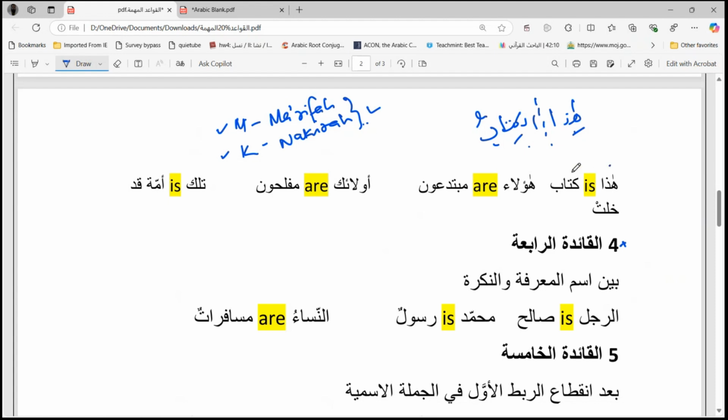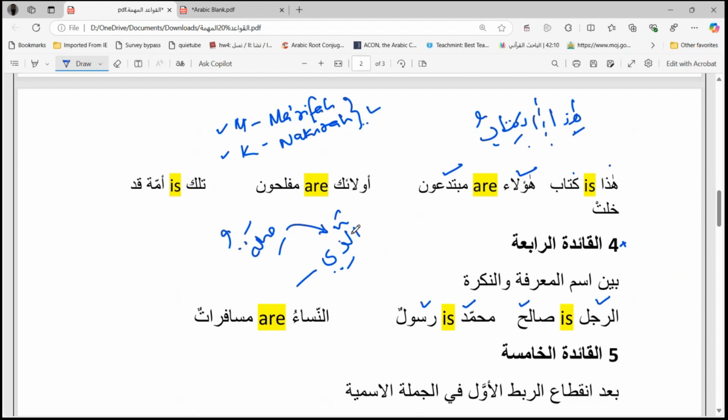See, mubtada marifa, khabar nakira. Haulai marifa, mubtadiun nakira. Ar-rajul marifa, salihun nakira. Muhammadun marifa, rasulun nakira. Okay, likewise, it can also begin with the asmaul mausula like allazi. It could come as mubtada, allazi, the one who. And then something will come here which is known as sila. Silatul mausul, they call it.